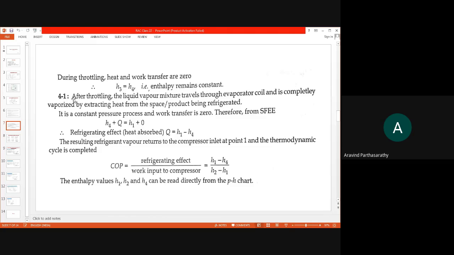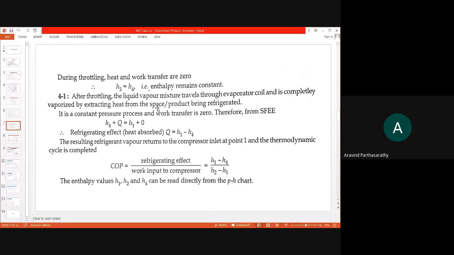And 4 to 1, you can see, is the evaporator. So as you know, after the throttling, the liquid mixture has a very cool temperature but a lower pressure, and that is given to this evaporator coil. And what happens is it absorbs the heat from the space.